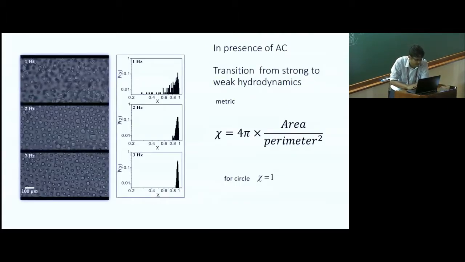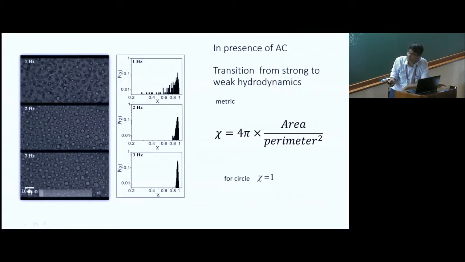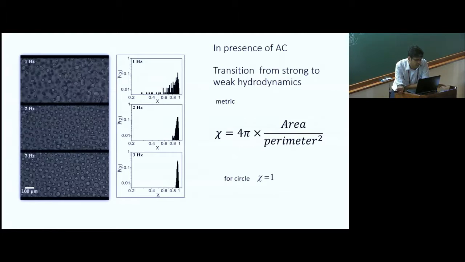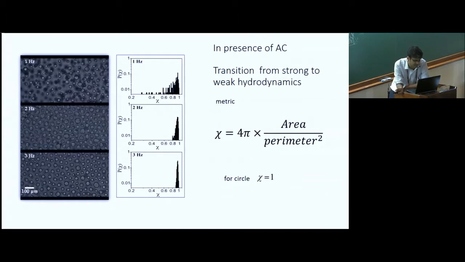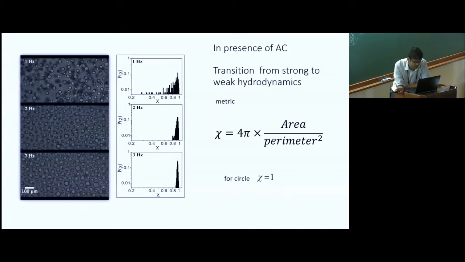So this is what would happen if you are doing your experiment at 1 Hertz. Then you can see that it is dominated by a lot of coalescence and breakups and things like that. The middle panel shows you about 2 Hertz, where droplets are not doing much. And the third panel shows you 3 Hertz. By 3 Hertz, the hydrodynamic interactions have almost been killed.